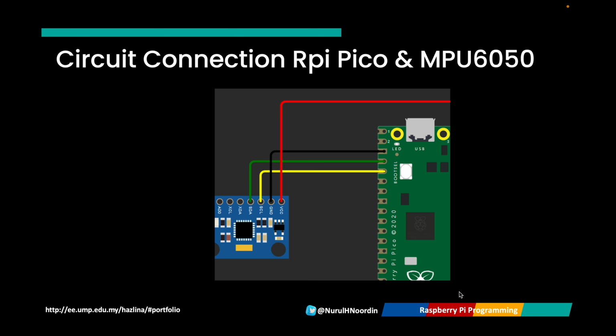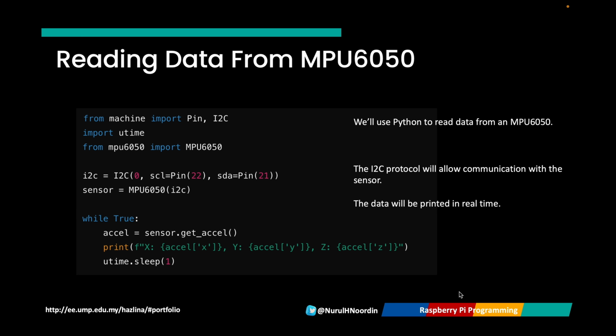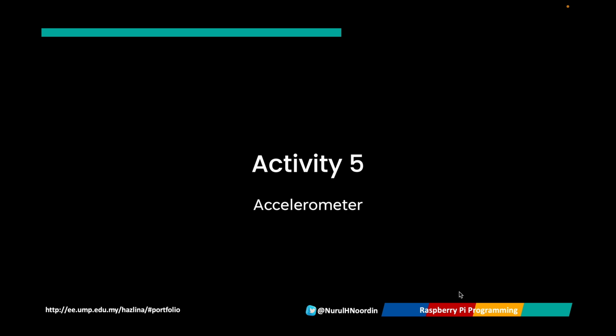This is an example on how to connect your accelerometer with Raspberry Pi Pico. Here is an example of Python script to read data from MPU6050. The Python script initializes I2C connections and reads real-time acceleration data from the MPU6050 sensor. The sensor provides X, Y, and Z axis readings, which can be used to detect motions and orientation changes. Let's move on to Activity 5 using accelerometer with UMPSA STEM Cube.